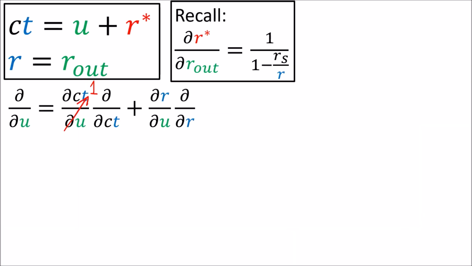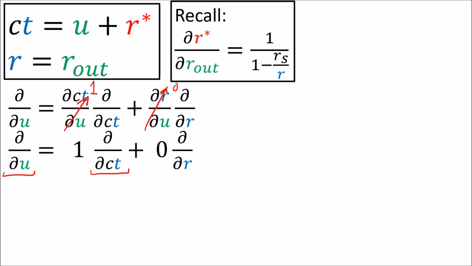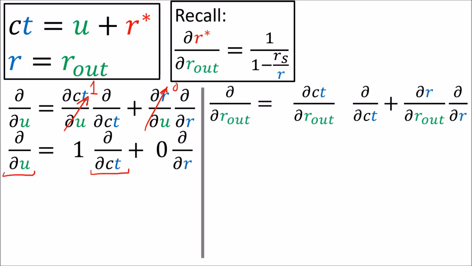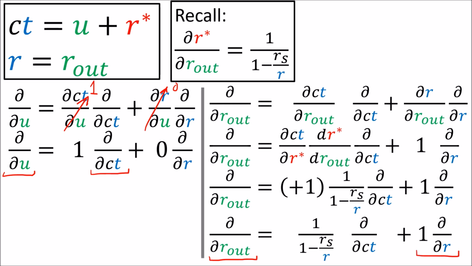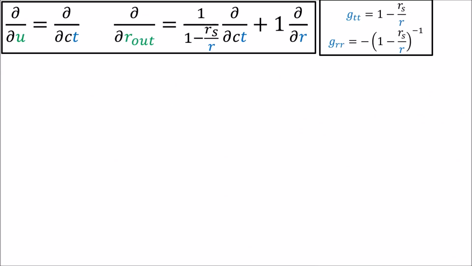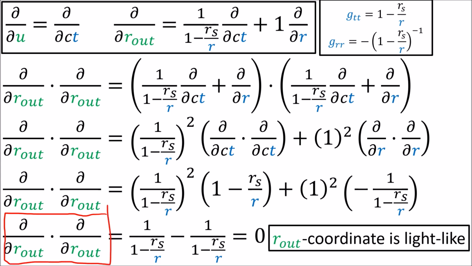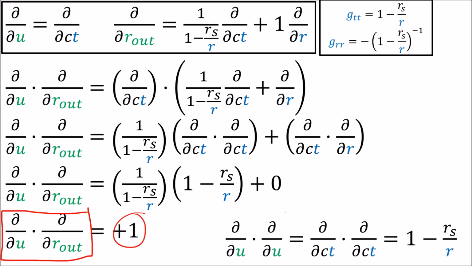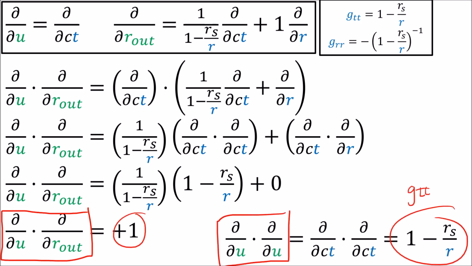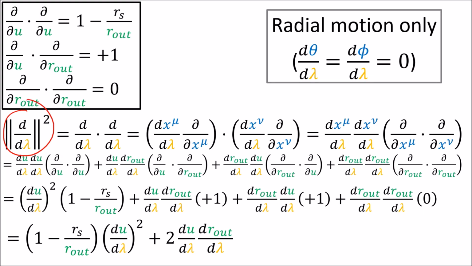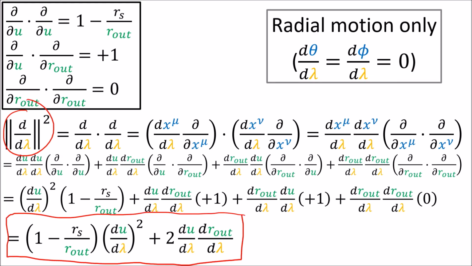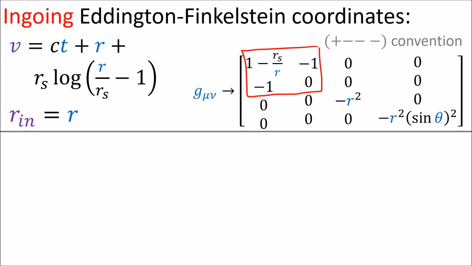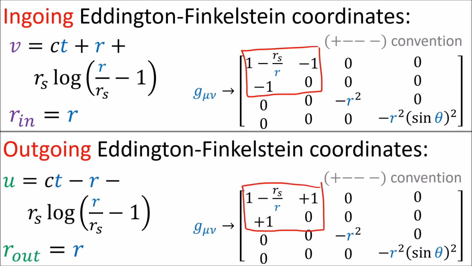We get these basis vectors where the U basis vector is the same as the CT basis vector, and the R out basis vector is pointing rightward like the R basis vector, but angled upward because of this plus CT part. For the metric components, R out has a squared length of 0 because it aligns with outgoing light beams. U dot R out is +1, and U has the same length as the CT basis vector. So the formula for the squared length of a tangent vector looks like this, and the two metrics for ingoing and outgoing EF coordinates look like this.